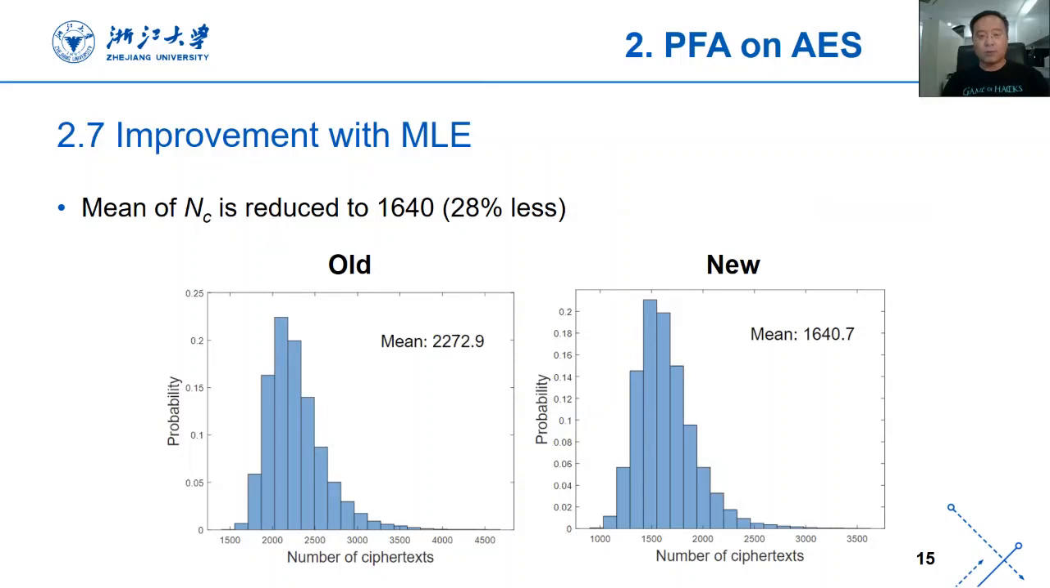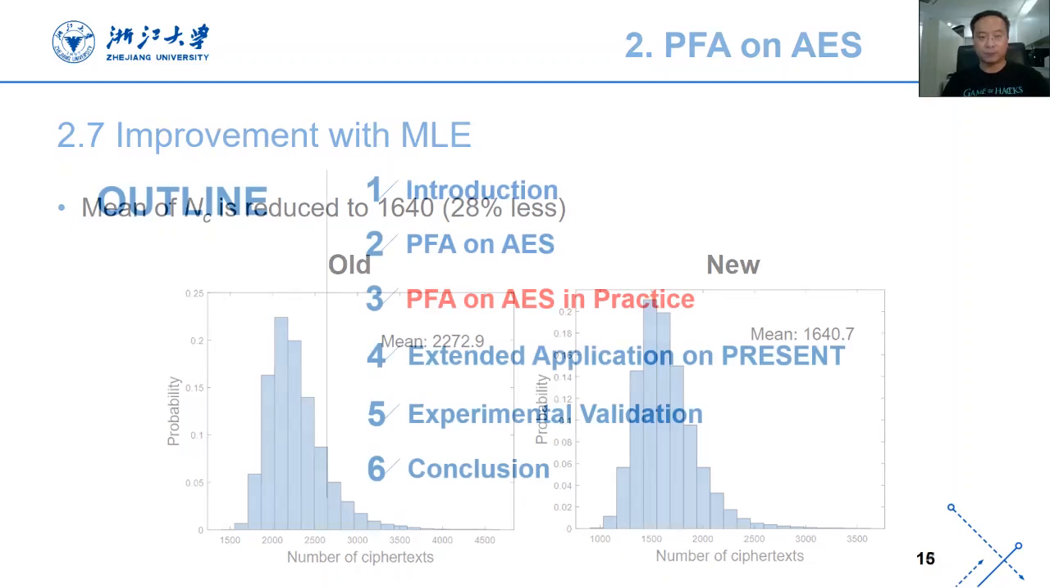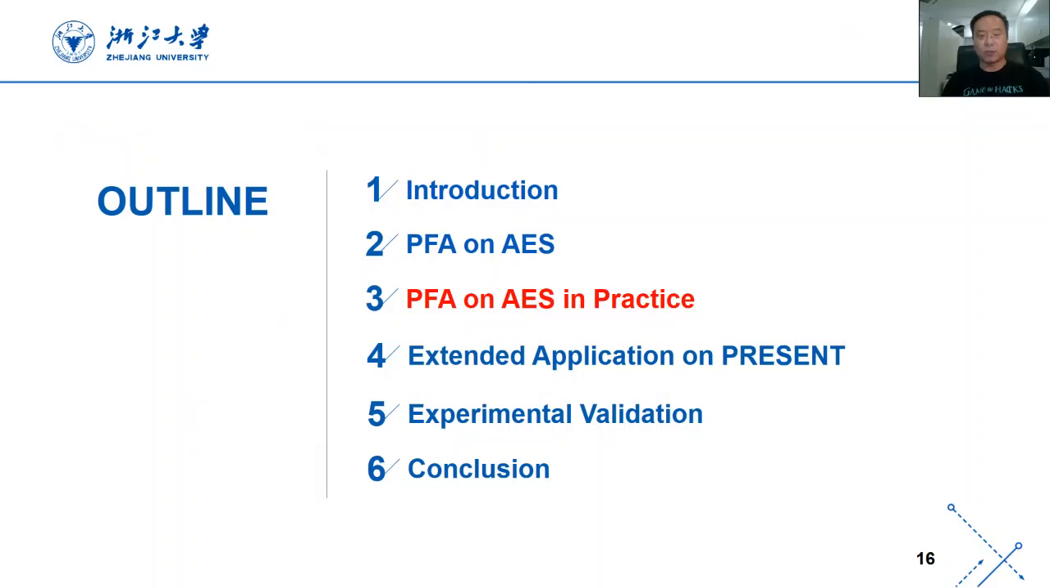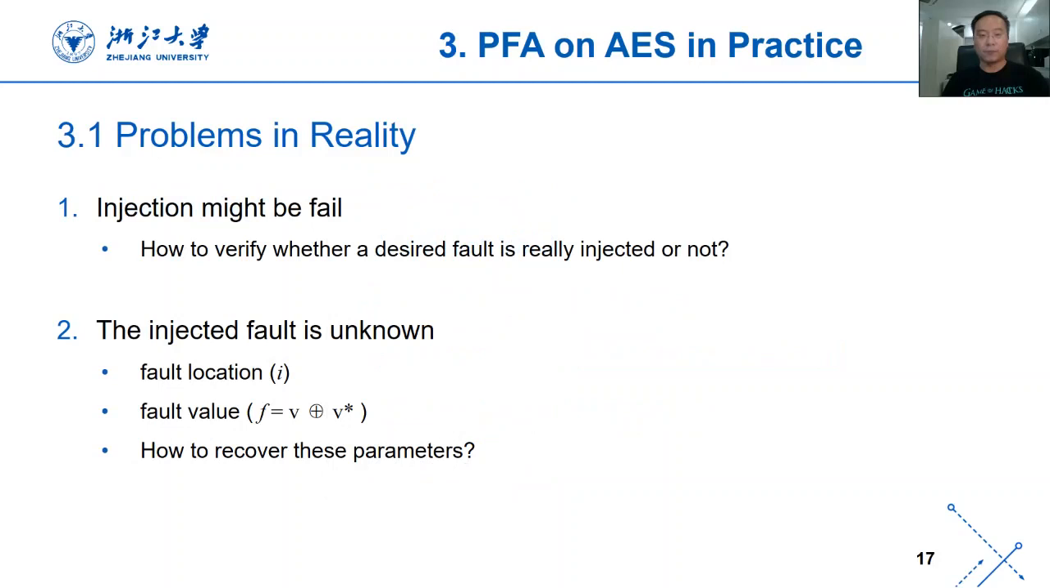The result shows that with the technique of MLE, the total number of ciphertexts for the red curve can be reduced to 72% compared with the original paper in CHES 2018, equivalently 28% less. Next, we will explain the practical problems of PFA. For a real attacker, we need to solve two main problems in practice.